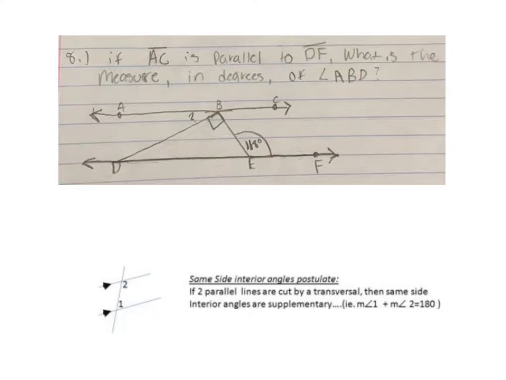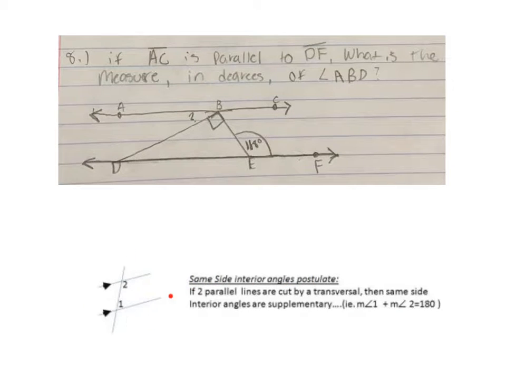The next example I wanted to look at was number 8. It's probably the next easiest. Again, you've got to go back and look at those theorems. The one that you would use in this case is the same side interior angles. Some books call that consecutive interior angles.